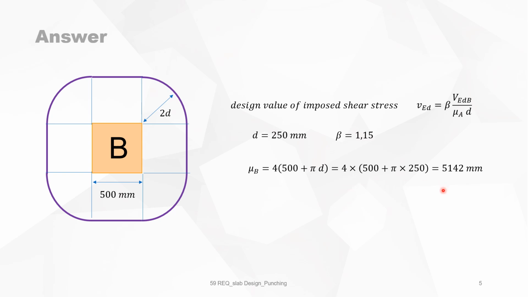Gives you 5,242 millimeters. And the total reaction force that you can take up with a design shear stress of v_Ed is then equal to 1.478 10 to the 6th v_Ed.